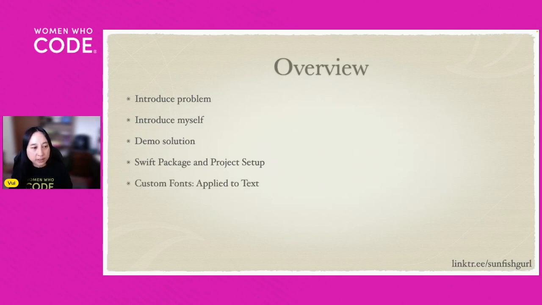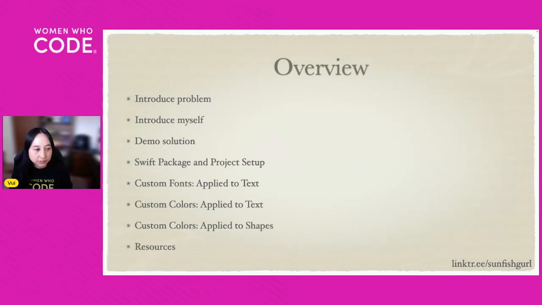Then I'll discuss how to create custom fonts that you can apply to text. Also custom colors that we can apply to text, and custom colors that can be applied to shapes. And finally, I will share resources, including the source code for my sample project, at the end of the talk. We'll also post a link to these slides at the end of my talk, so you can just listen and don't worry about writing a bunch of notes.